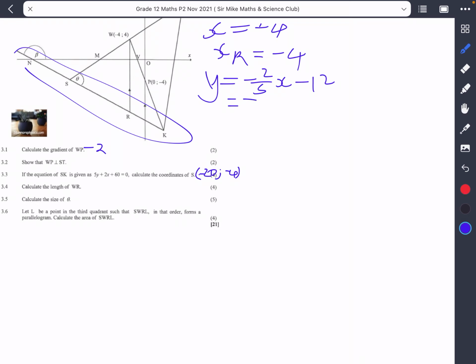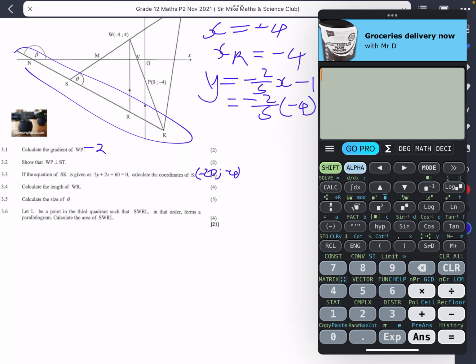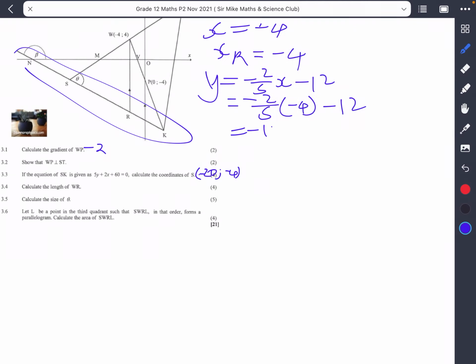So I would have negative 2 over 5 multiplied by negative 4, minus 12. If I put that into the calculator, let's see what we get. We have negative 2 over 5, multiply that by negative 4, then subtract 12. What you get is negative 10.4. That is the corresponding y value when x is equal to negative 4. So I know that point R has coordinates negative 4, negative 10.4.